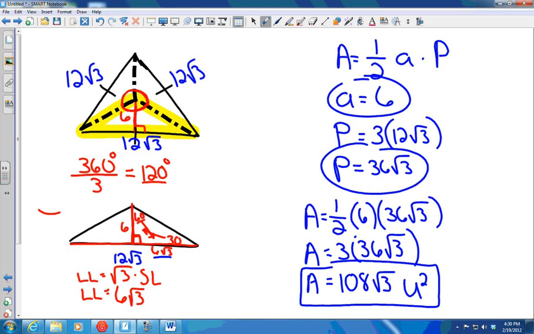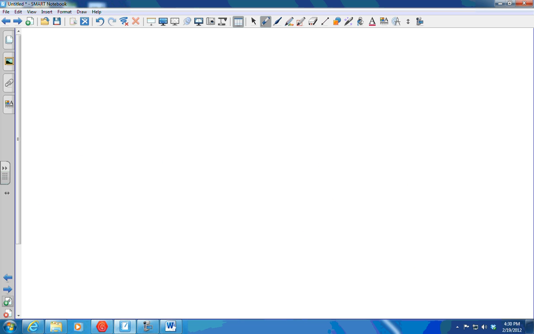All right, so that's finding the area of an equilateral triangle or a regular triangle, if we have the apothem. Remember, we started off with the apothem. Let's try another one. This time let's start off with a side. So we have an equilateral triangle again. All 3 sides are the same, and we know the side is 8 times the square root of 3.